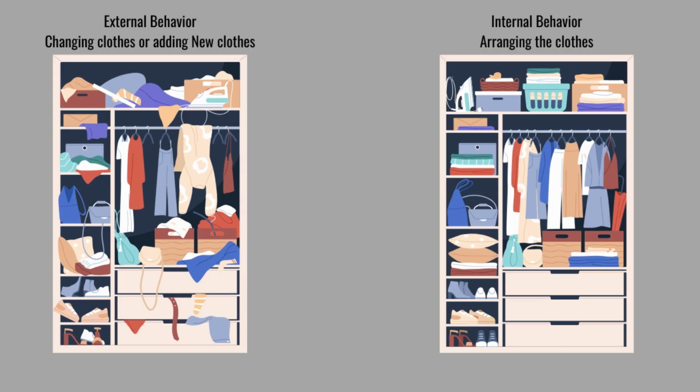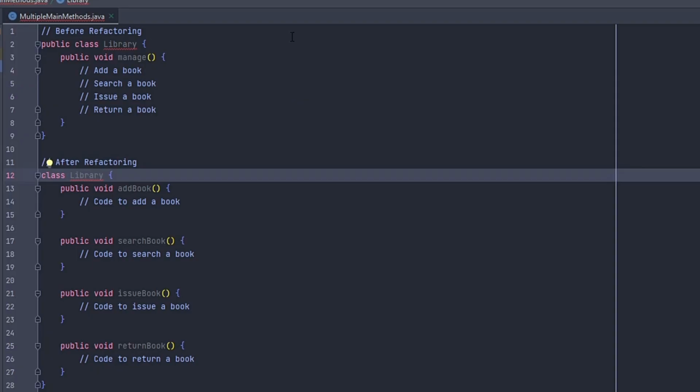So what exactly is refactoring in software engineering? It's like organizing your wardrobe. You are not changing the clothes, so the external behavior stays the same, but you are arranging them in a way that makes it easy to find what you need. That means you are improving the internal structure of your wardrobe. In the same manner, in refactoring, we don't change the external behavior of software, we just improve the internal structure of the code.